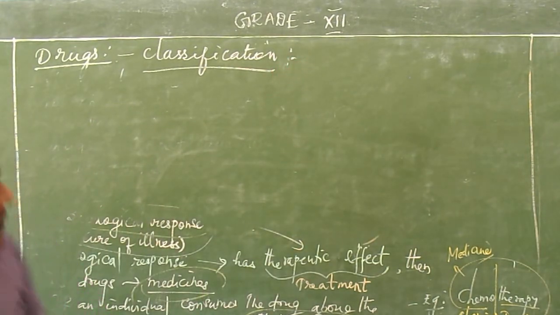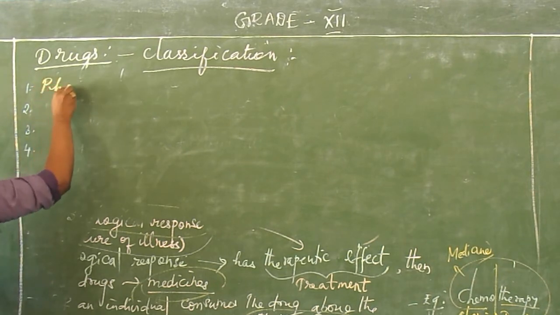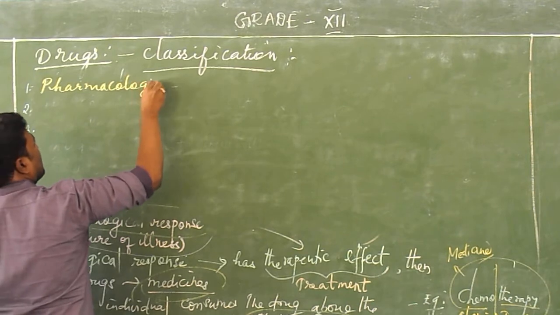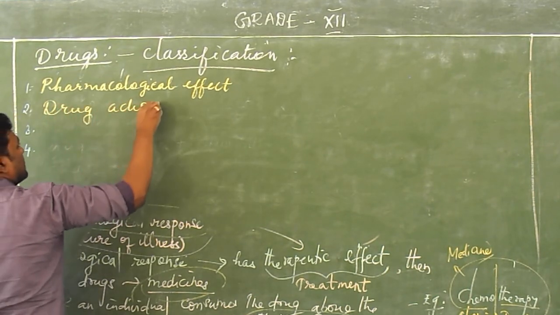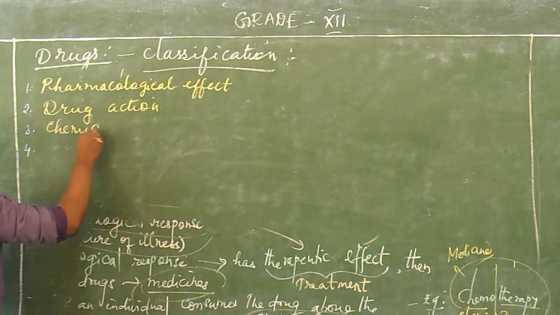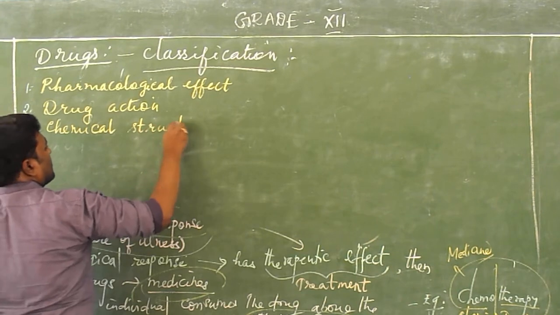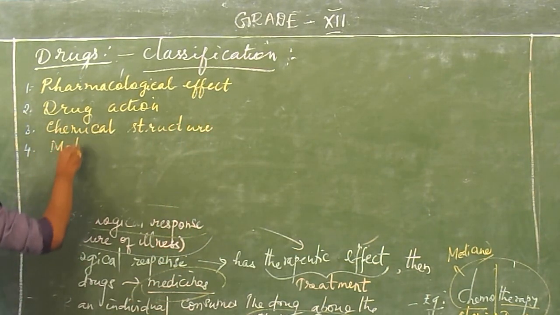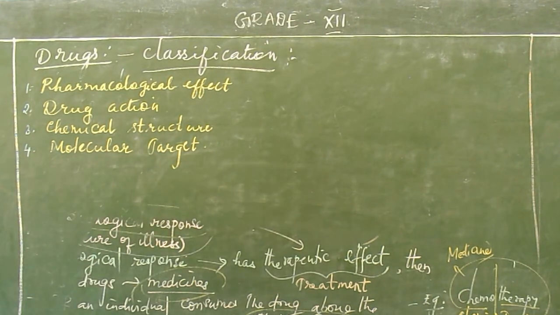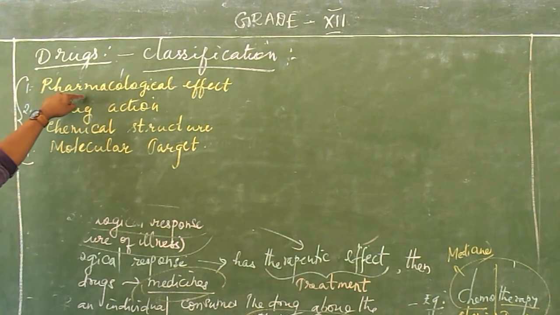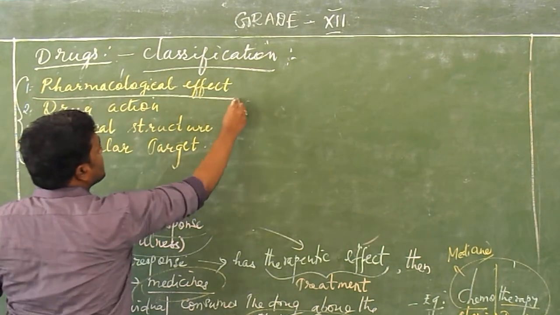Classification of drugs. So, what are the classifications of drugs? We have 4 classifications of drugs. First classification is based on pharmacological effect. Second is based on drug action. Third one is based on chemical structure, then based on the molecular target. Okay, so how many classifications do we have? We have 4 classifications: based on pharmacological effect, based on drug action, based on chemical structure, based on the molecular target. Now we'll see the first one, pharmacological effect.